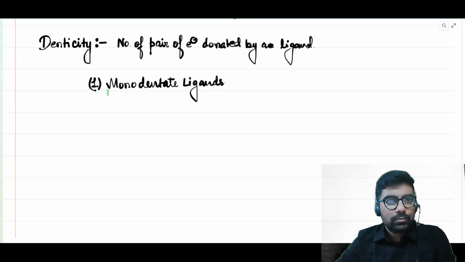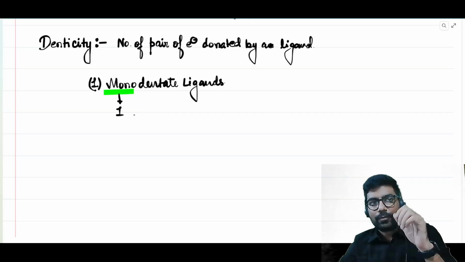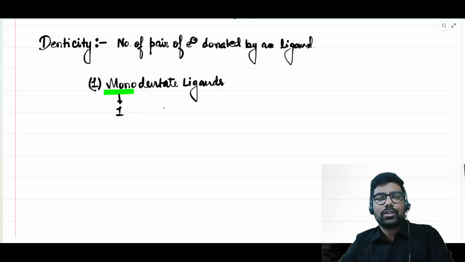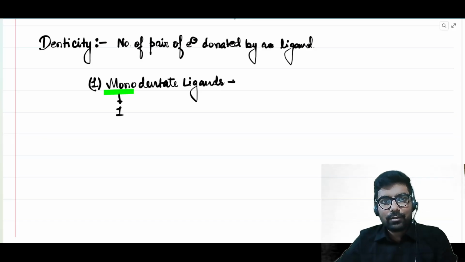What do we mean by mono? Very easy. Mono means one. Dentate means it is giving a pair of electrons. So how many pairs of electrons can these monodentate ligands give? They can give only one pair of electrons.